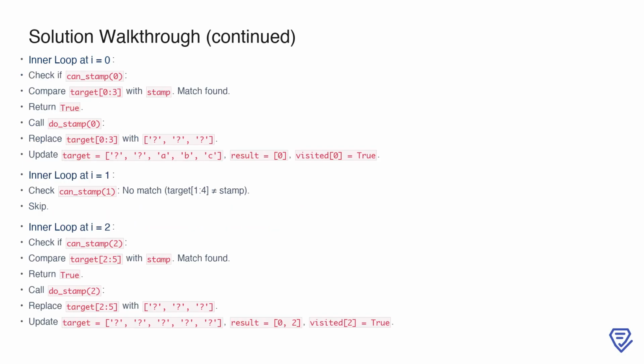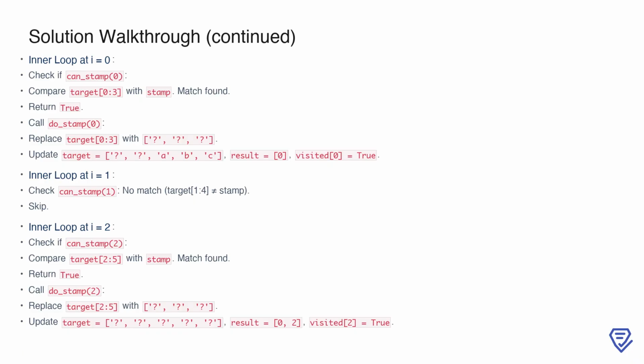At the first position, I equals 0, we invoke the can_stamp function to check if the stamp can be applied. This involves comparing the substring of the target from index 0 to 3 with the stamp. Since they match, we proceed to apply the stamp by calling do_stamp 0. This replaces the relevant portion of the target with question marks, resulting in a new target of A, B, C. We also update the result list to include the index 0 and mark visited 0 as true.